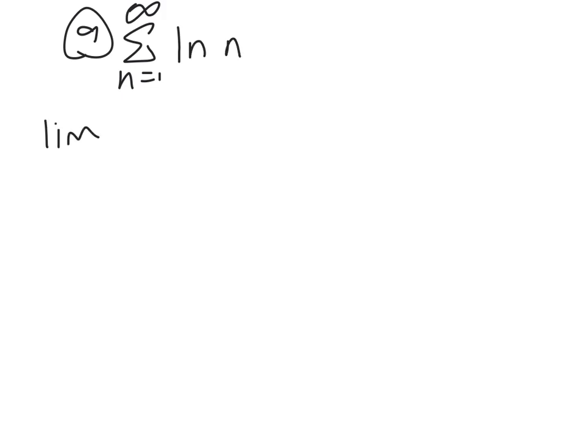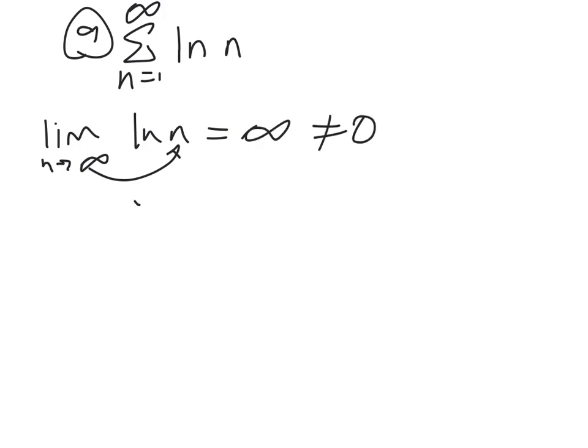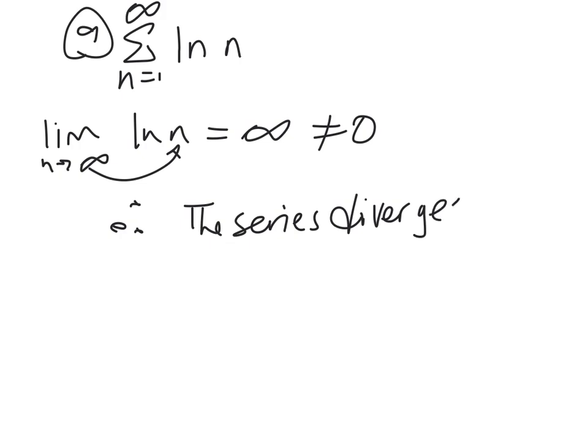Now the next one, number 9, we're going to do the sum as n goes from 1 to infinity of the natural log of n. So we're going to evaluate the limit as n approaches infinity of the natural log of n. Well, the natural log of infinity equals infinity. Infinity is not the same thing as 0. Therefore, the series diverges by the divergence test.